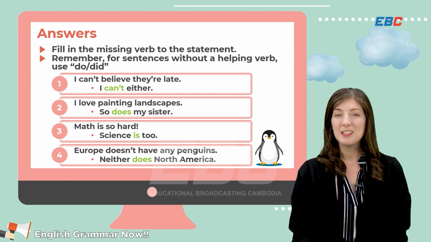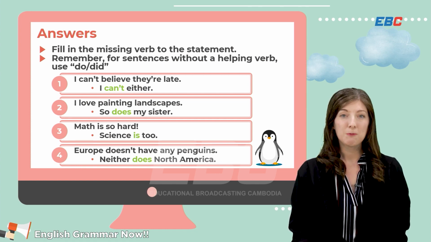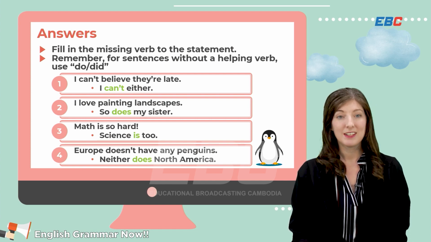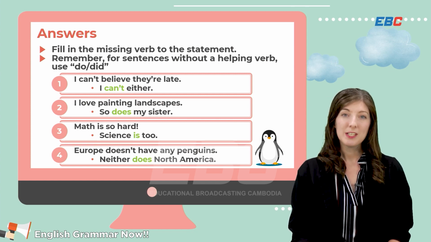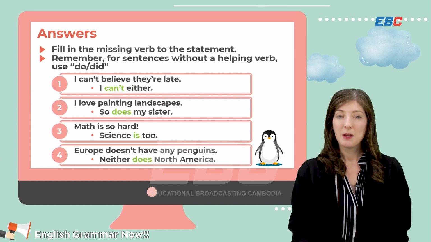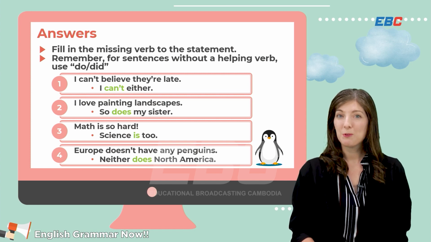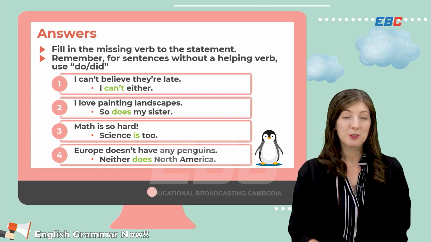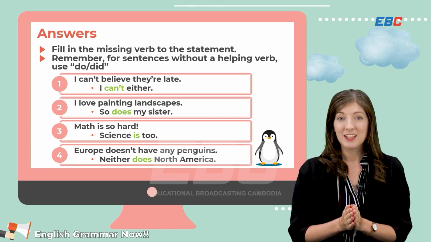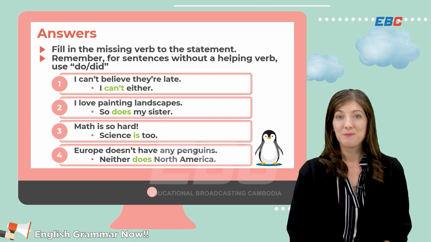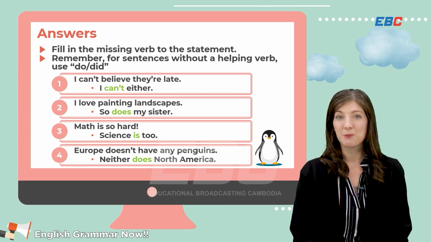Probably you found number 1 and number 3 very easy because we can use the same verb in the first statement as in the second statement. Can't and can't. Is and is. For number 2, you had to remember to add does because there is no helping verb in the first statement. And for number 4, did you remember to change the verb from negative into a positive? We could not say, neither doesn't North America. We have to change it into the positive form of the verb.